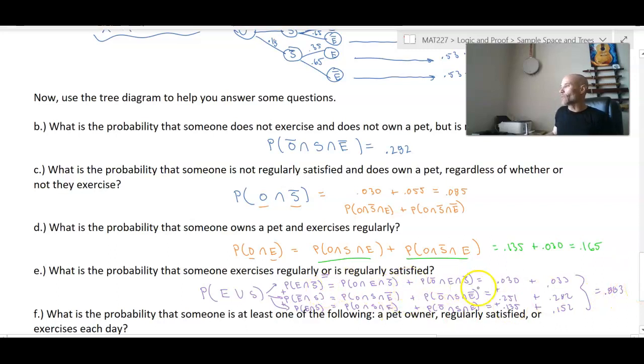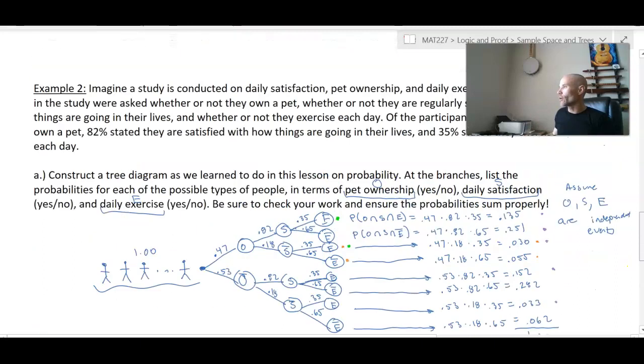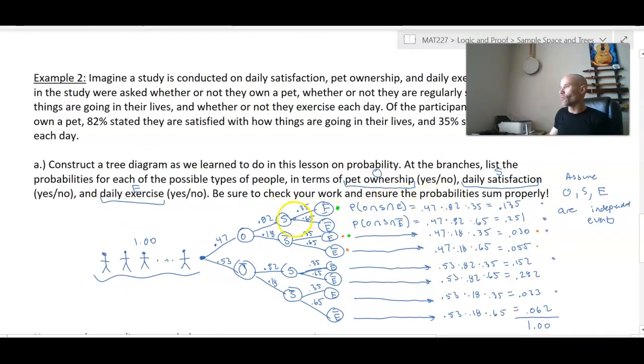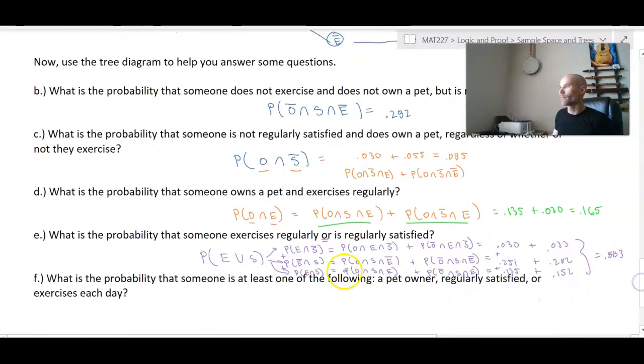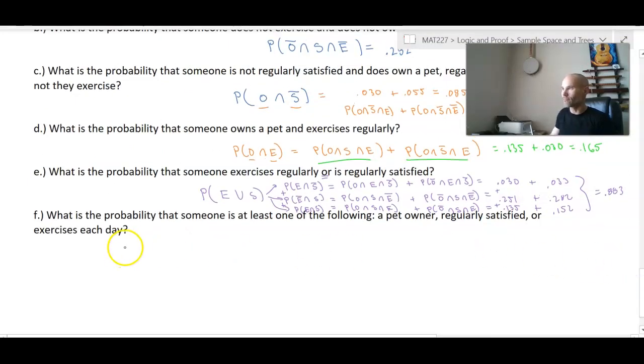Now, again, we didn't need to write out all of this notation. I'm just trying to put emphasis on it. We could have just gone up here and just found the people who are in at least one of those two groups. They exercise or are satisfied, or both.